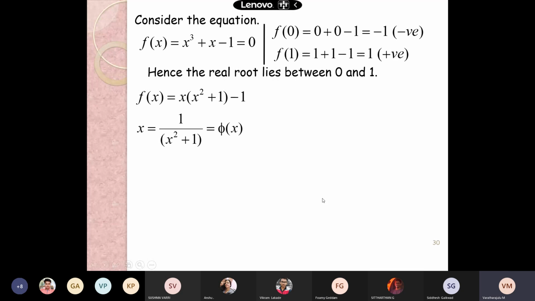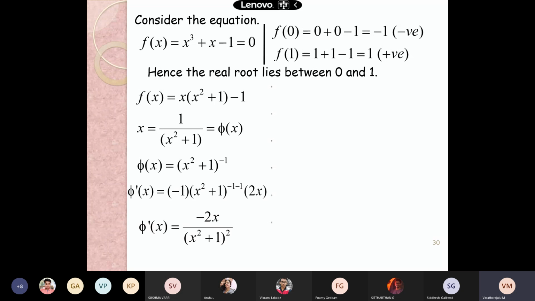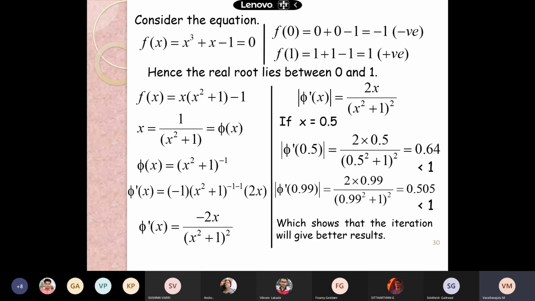Yes, sir. In the last class, I started to share the content related to the iteration method. Today we will continue the iteration method. Before that, I will refresh with the iteration method.